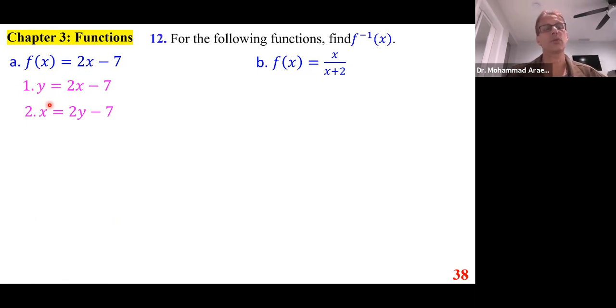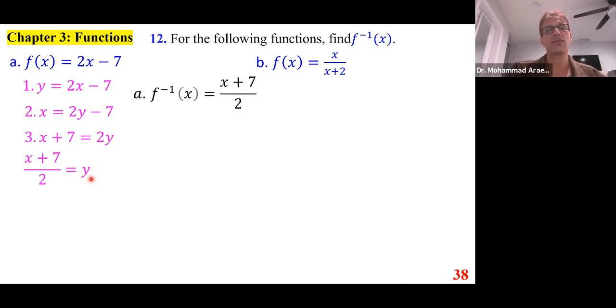However, we don't stop there. We continue by solving for y. Your next step is elementary algebra. Solve for y. Move the negative 7, make it positive, divide by 2. Call this f inverse. So f inverse of x is x plus 7 over 2. Of course, you can prove this is right or wrong by looking at their composite function. I'll leave it for you to show this is a correct answer. You have to verify that by checking f of f inverse.